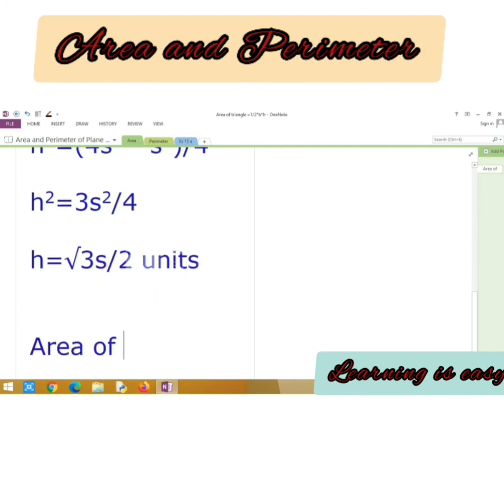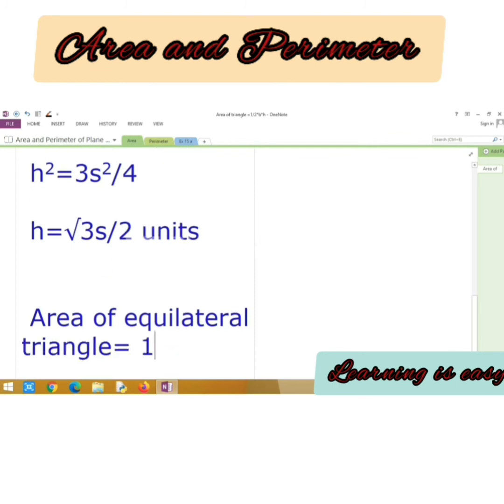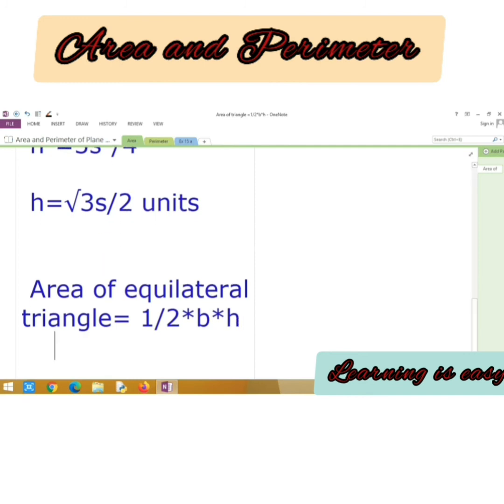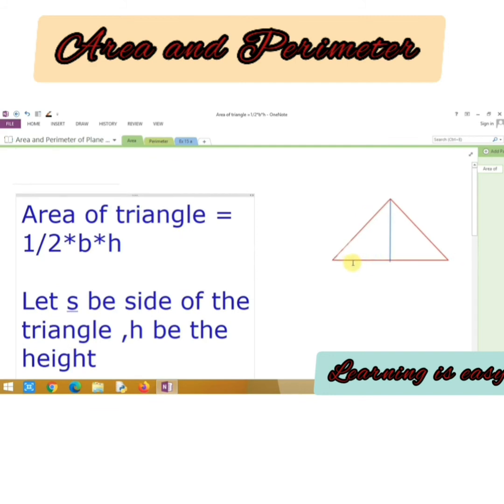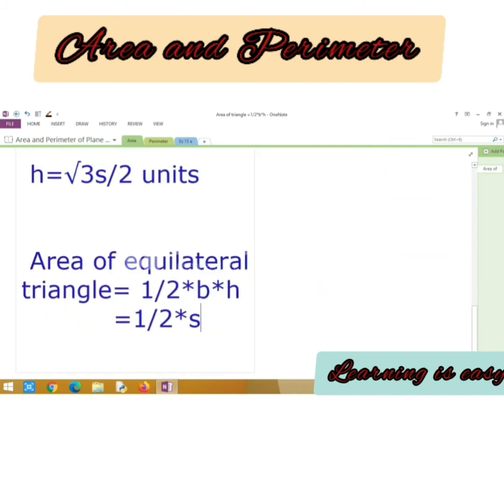So the area of an equilateral triangle equals half into base into height. Here we know half into base, the total base is s, s by 2 is half of it. Total base s into height, which is square root of 3 into s by 2. So that gives the area of an equilateral triangle as square root of 3 s square by 4.